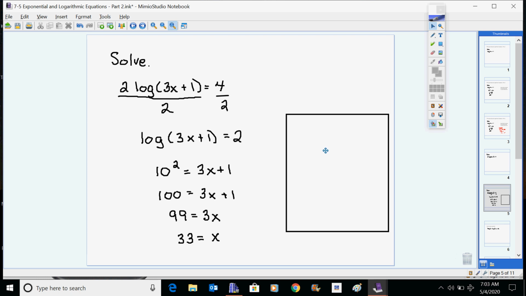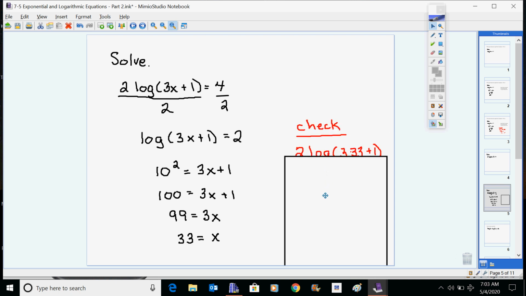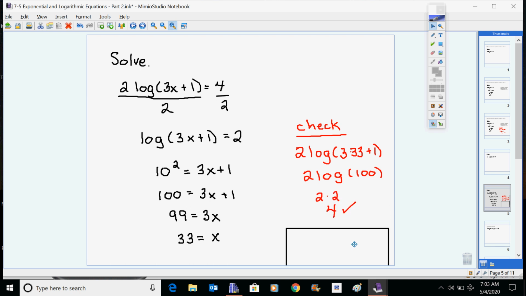And then checking your work by plugging it back into the original equation. You always want to go back to the original to see. So 3 times 33 is 99, plus 1 is 100. 10 to what power gives you 100? 10 to the second power gives you 100. There's your 2. And that does give you a 4, which was like the original problem. So that one's done.